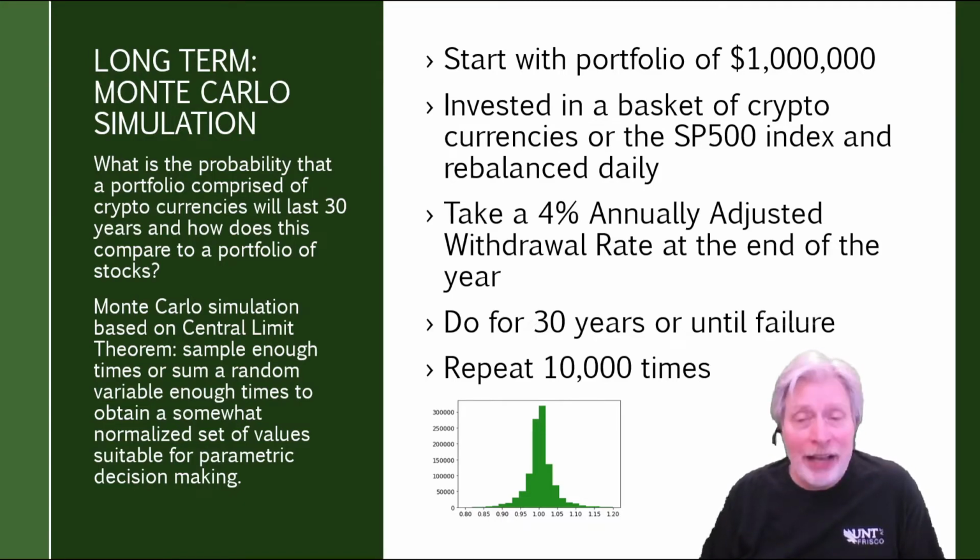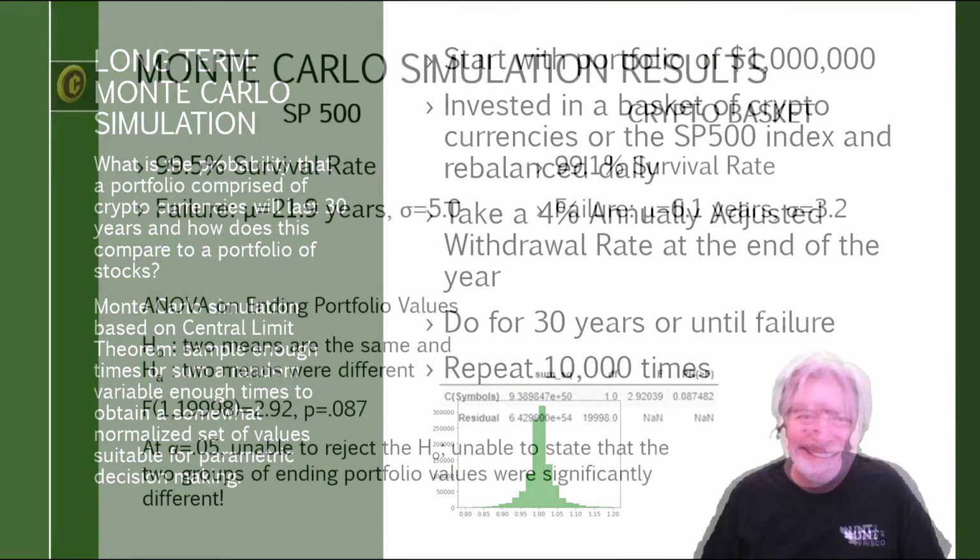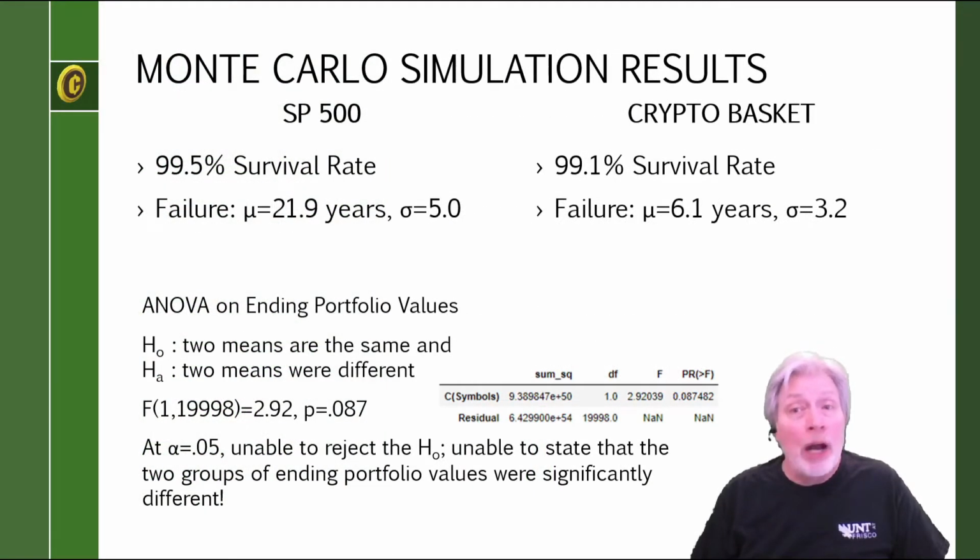This was repeated 10,000 times, and as you can see at the bottom, the histogram of the simulated expected return for the portfolio reflects a somewhat normal distribution. Of course, we did the same thing for a portfolio comprised of the S&P 500 index for comparison. The results of the simulation were not what I expected. The S&P 500 simulation resulted in a 99.5% survival rate. But surprisingly, the basket of cryptocurrencies also had over a 99% survival rate.